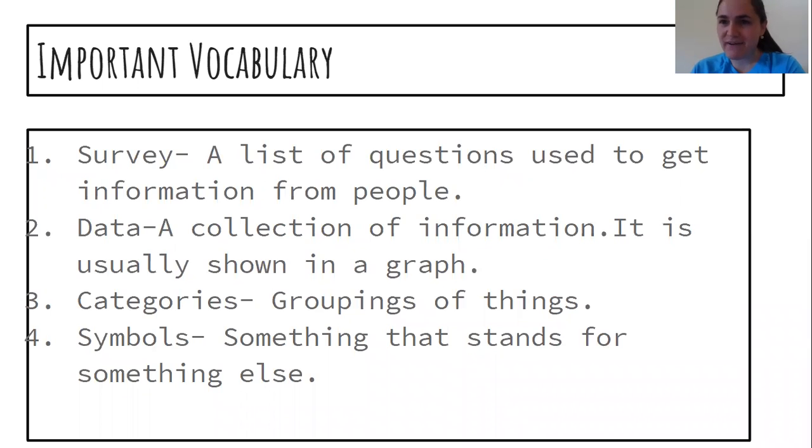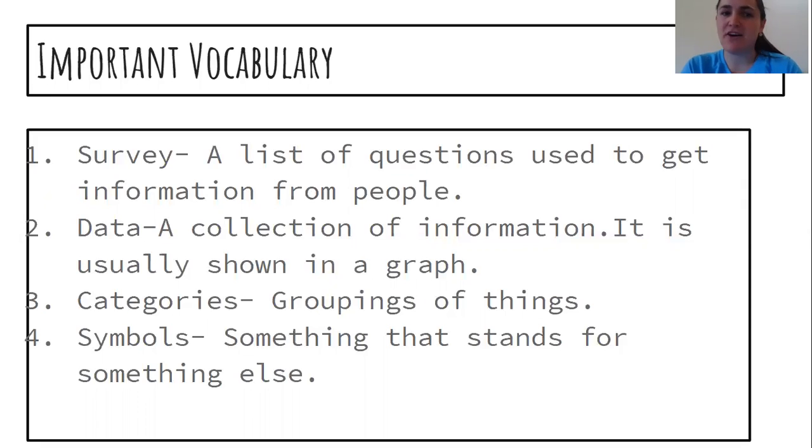So some important words that we should know before we start talking about graphs and data. The first one is survey. A survey is a list of questions that are used to get information from people. So you might send out a survey asking people what their favorite ice creams are. You might send out a survey asking people what their favorite season is, okay? And you send those out and then you get the information back.